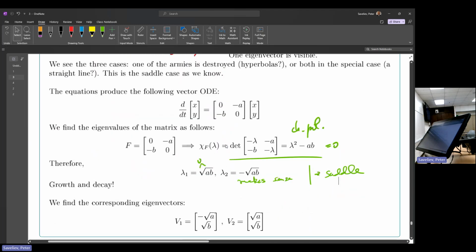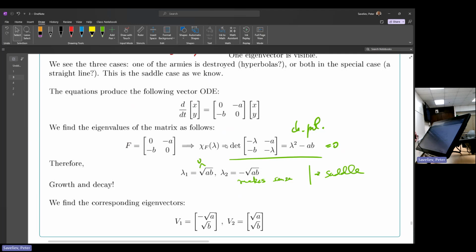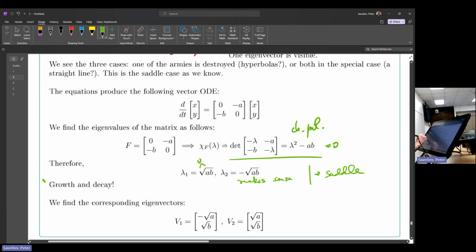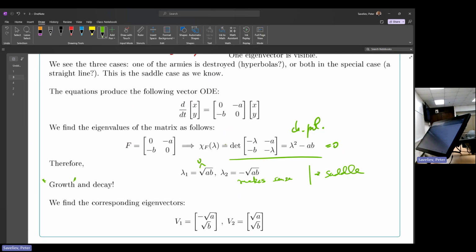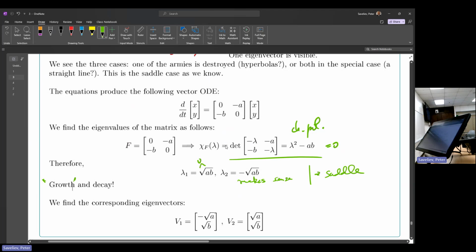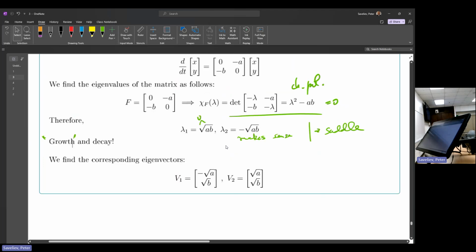We have both growth and decay, but there's no literal growth. If we allow for negative armies, then there will be growth, but otherwise it's all decay. The eigenvectors are not too complicated to find, so I just jump to the conclusion here.